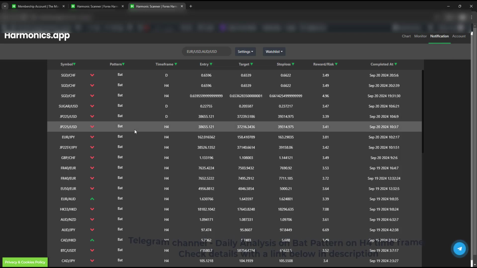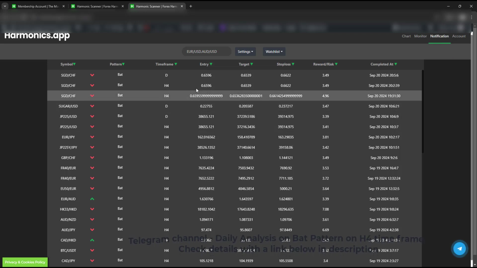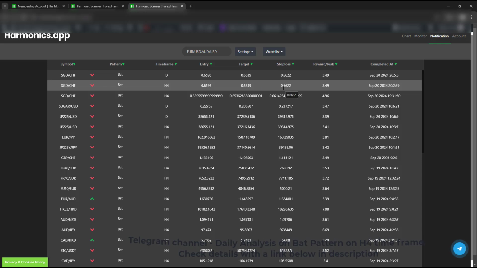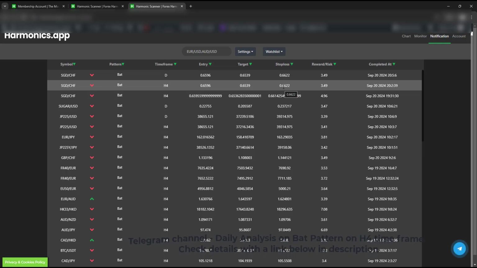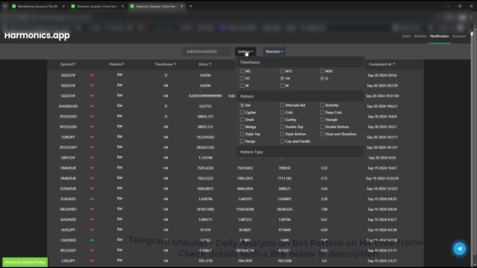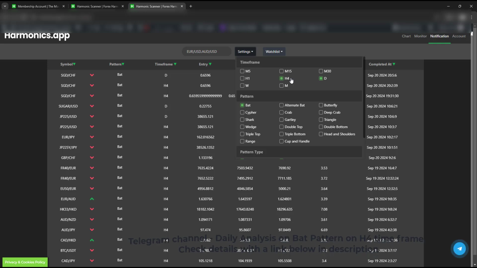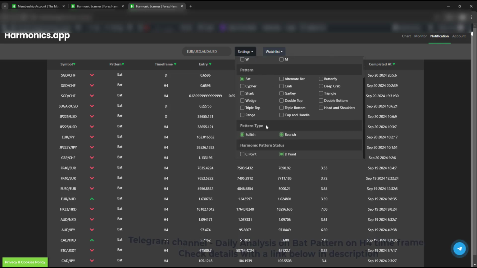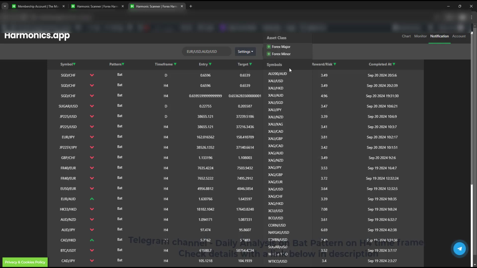The notification window shows you much more details, which patterns you would like to receive on the Telegram as a notification when a certain pattern forms on a certain symbol. Settings here are to select which time frame you would like to follow, which pattern, and also which pattern type, bullish or bearish. Then you have a watch list, which is a list of all symbols that you have selected to receive a Telegram notification.